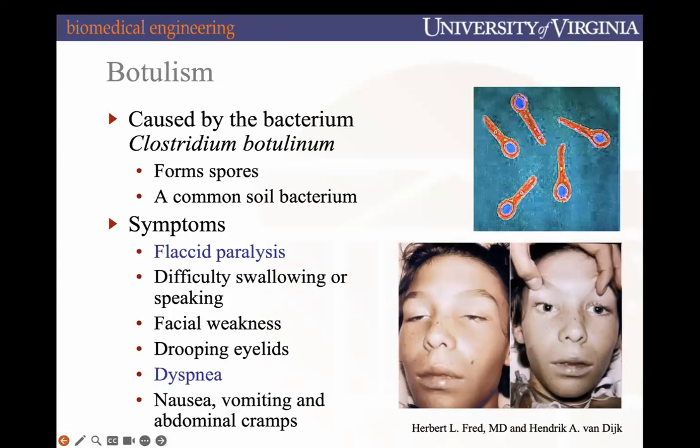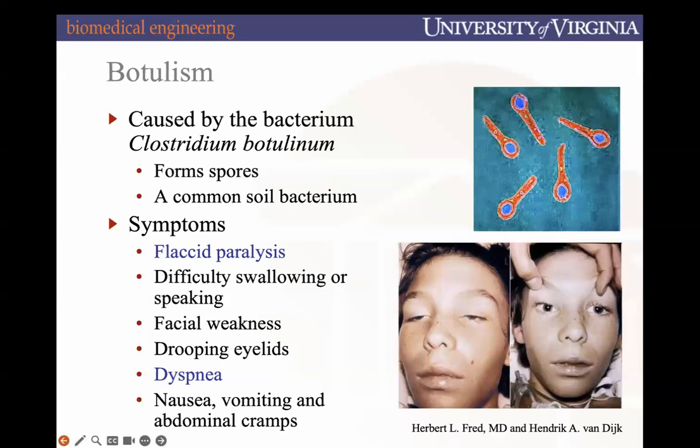Some of the symptoms associated with botulism poisoning include flaccid paralysis, that's loss of motor neuron function and loss of muscle control. Because of that, the downstream consequences are typically that patients will have difficulty swallowing or speaking. They'll have subsequent facial weakness, as depicted here in the image on the slide. They'll have drooping eyelids and dyspnea.